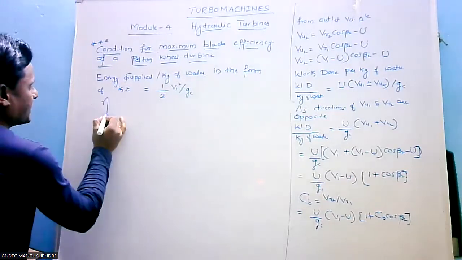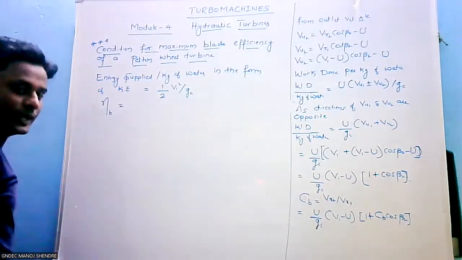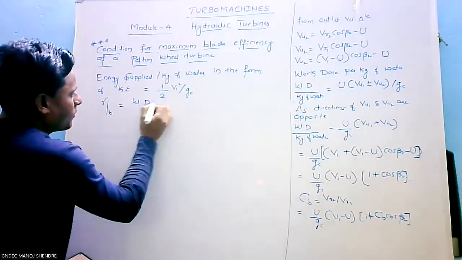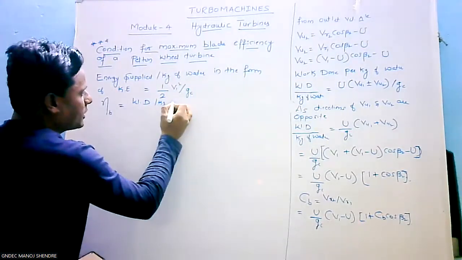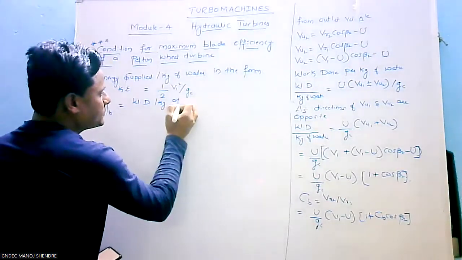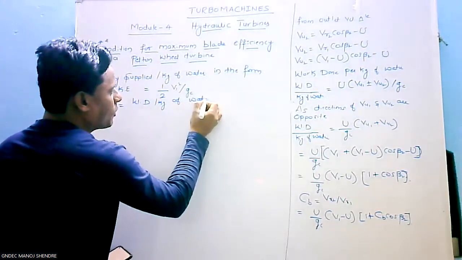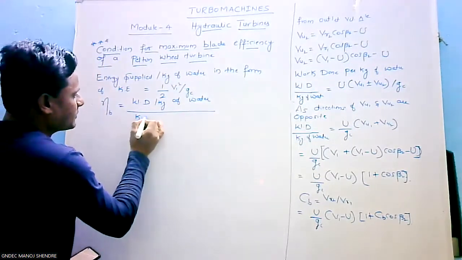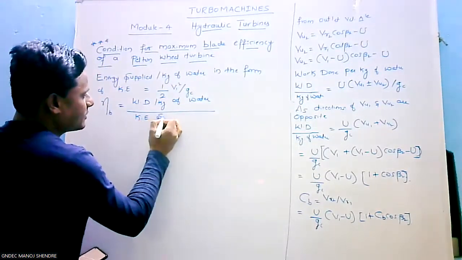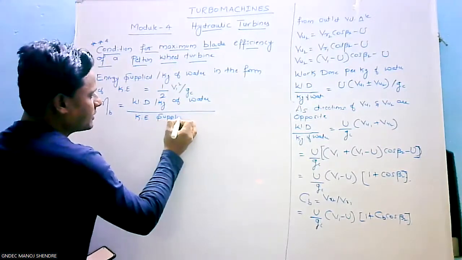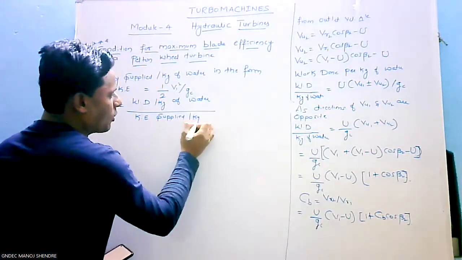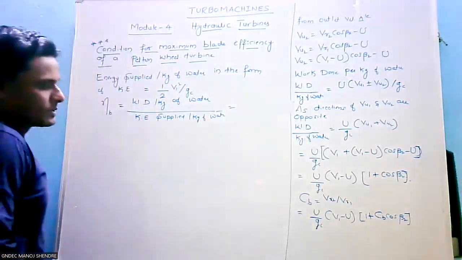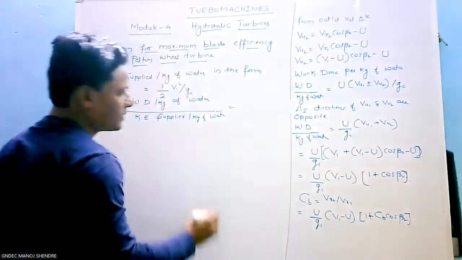the blade efficiency is given by work done per kg of water divided by kinetic energy supplied per kg of water. Okay. So this is the outlet energy.